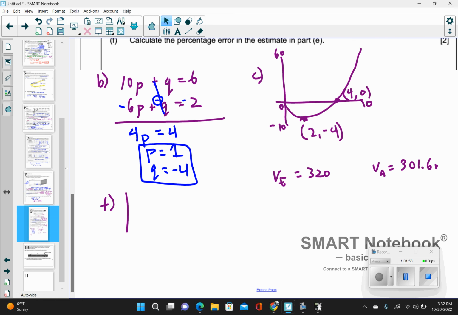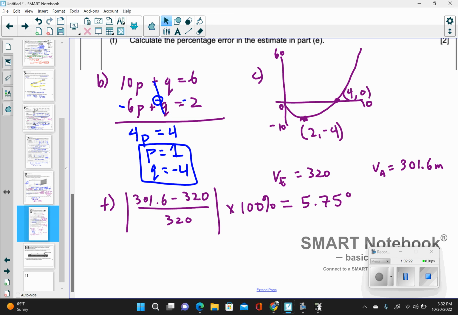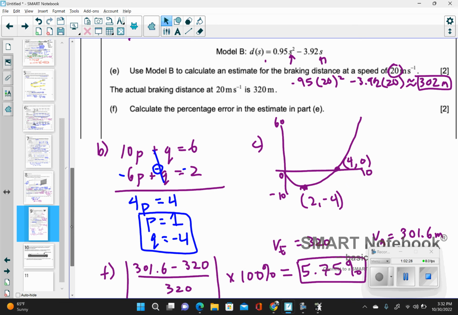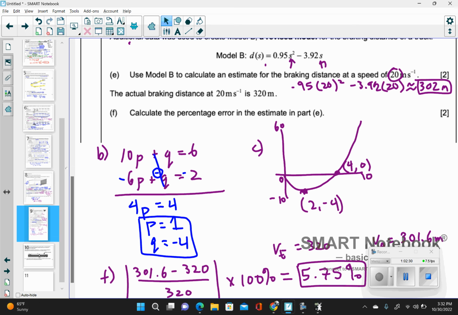301.6 meters. Okay, so now we have to take that and plug it into our formula. So our VA is 301.6 minus our VE, which is our exact, 320, divided by the exact, which is 320, and then you have to multiply that by 100%. So when you plug that into the calculator, you're going to get 5.75% as our percentage error. All right, so that is part F. Perfect. Oh, we're almost done.